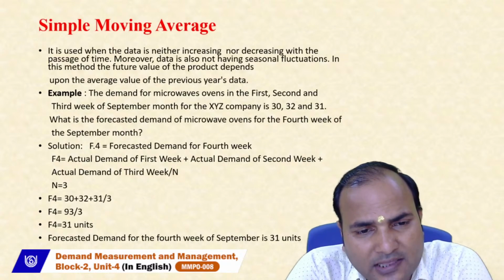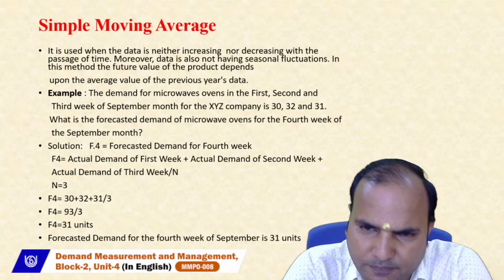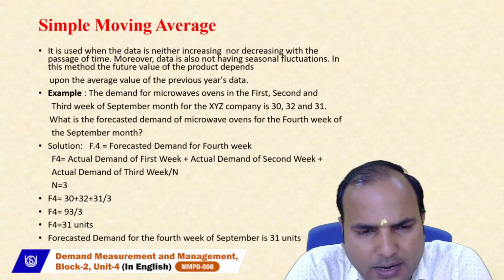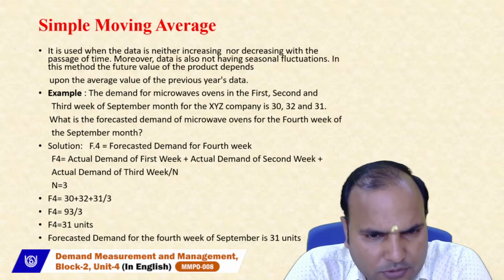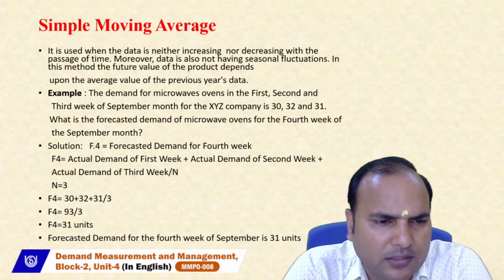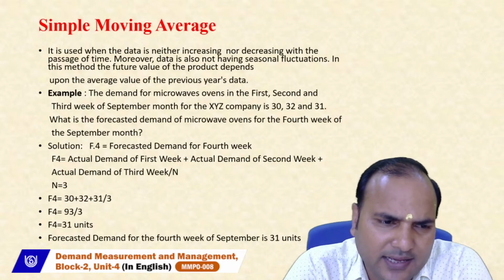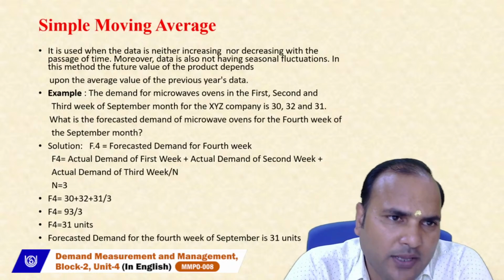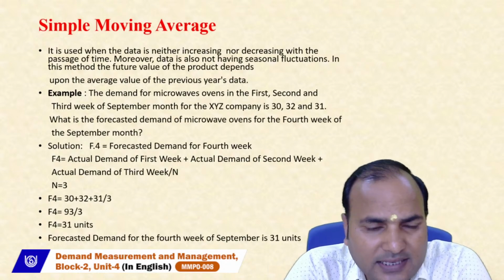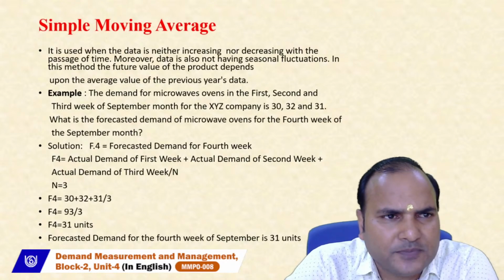So how did we get those 31 units? By taking the actual demand of the first week, the actual demand of the second week, and the actual demand of the third week, we add all these three weeks' demand and divide by the number. Here n is equal to 3 because three weeks of data are available. So in this way, we can calculate the simple moving average in these forecasting methods.